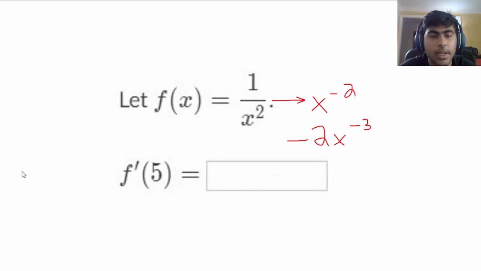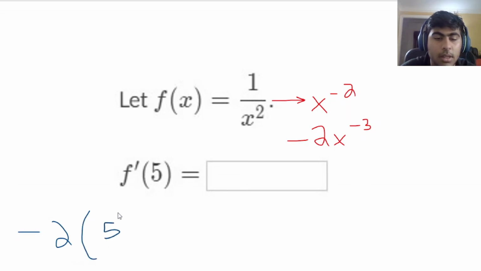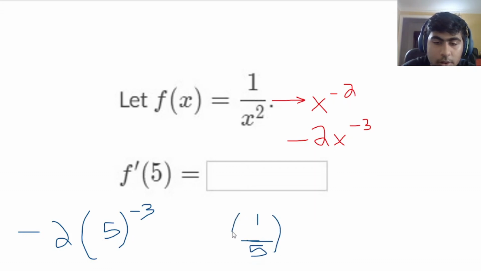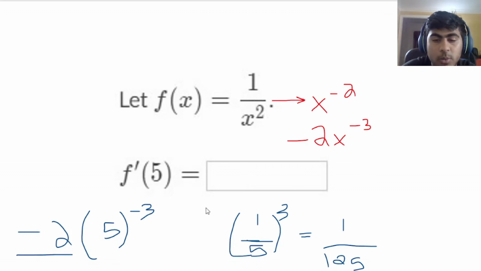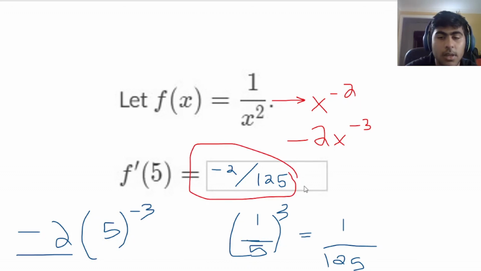Right? Now we get minus 2 times 5 to the negative 3. So 5 to the negative 3 is going to be like 1/5 to the third. That's going to be 1 to the 3, which is 1, over 5 to the 3, which is 125. So it's going to be negative 2 right here, times 1 over 125. Negative 2 over 125. And that is done. Alright.